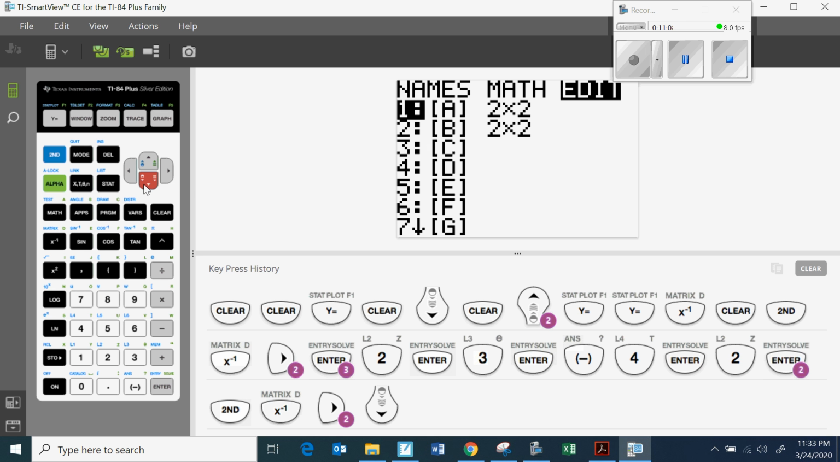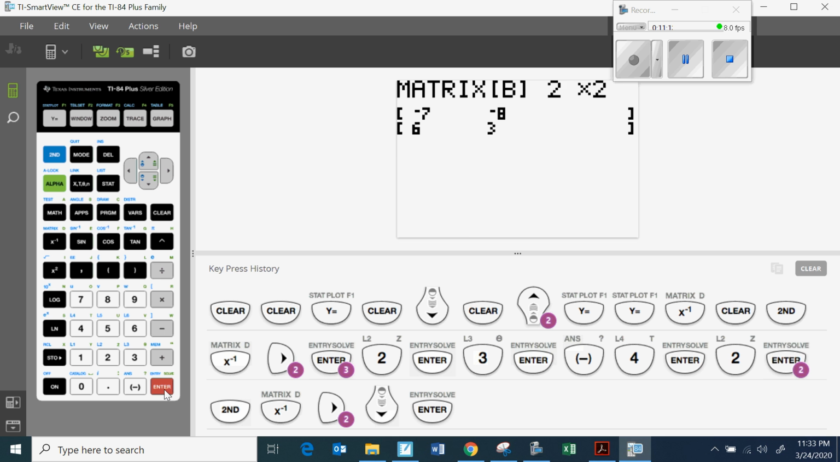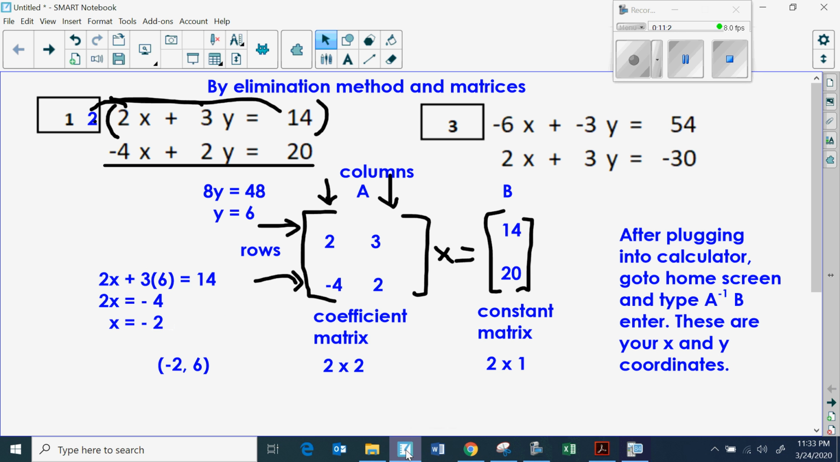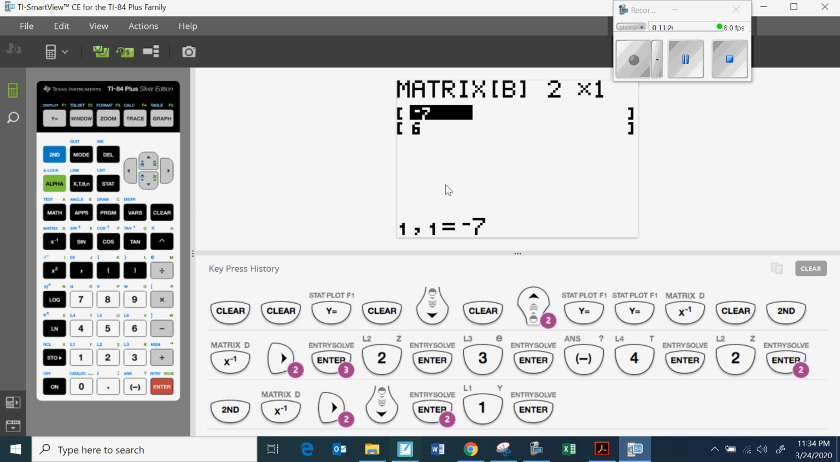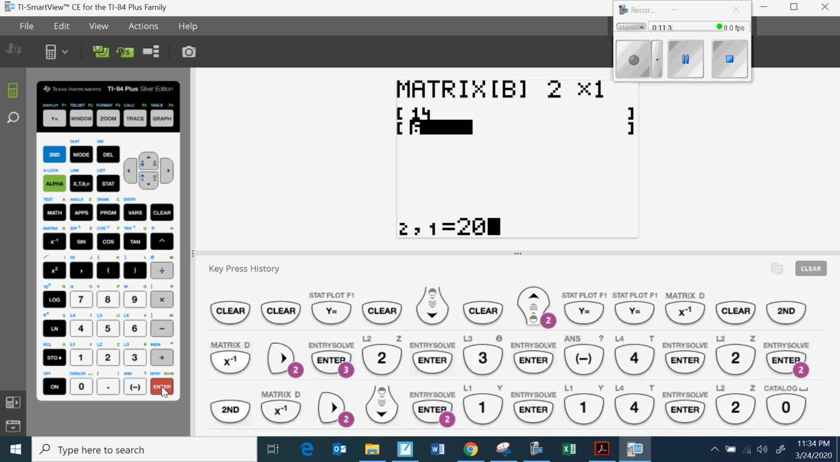This time we're going down to B though. We don't want A again. We just did A. We're going to do a new name, B. Right now that's got a 2 by 2. Remember, we want it to be a 2 by 1. So when we get over here, we're going to change it to a 1. Hit enter. And we go back and look what its matrix was, 14, 20. Okay, so we type in 14, enter, 20, enter.